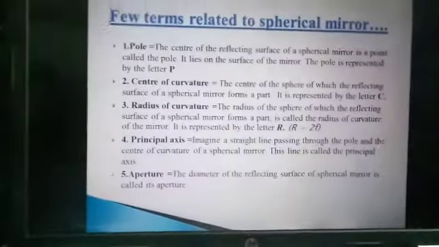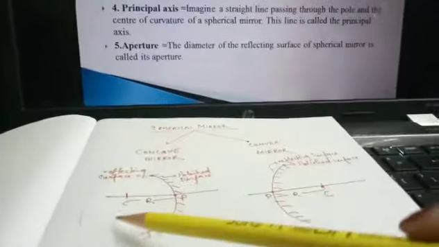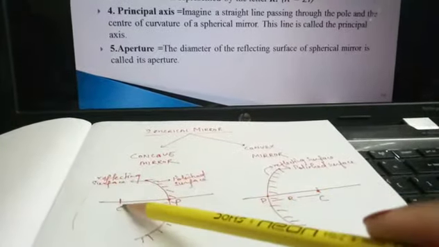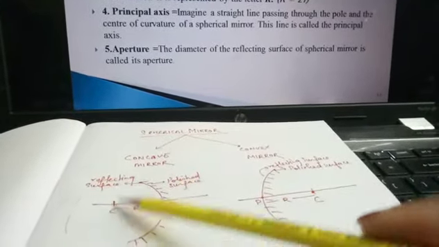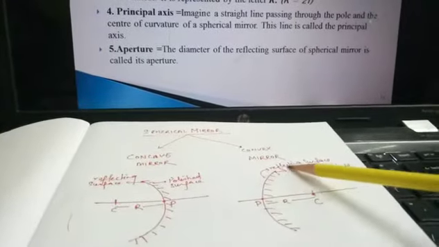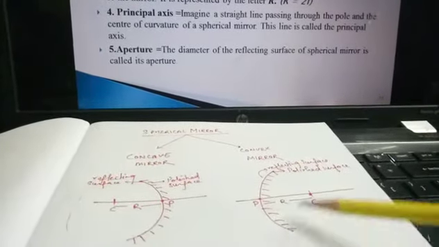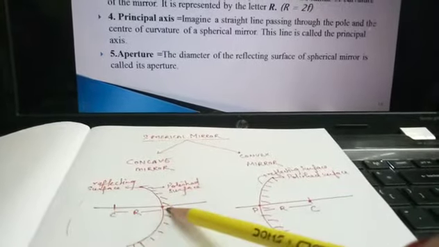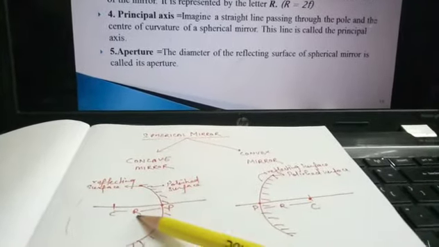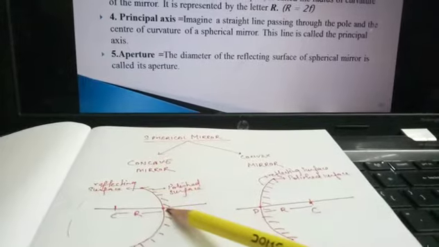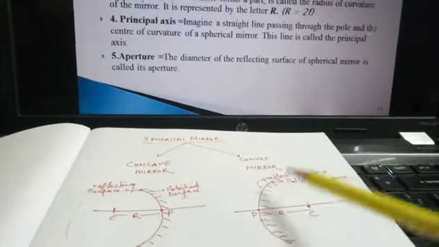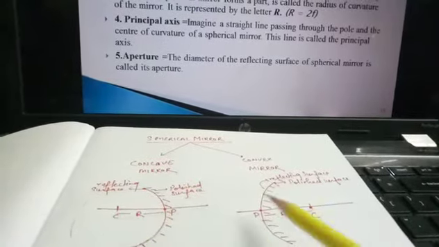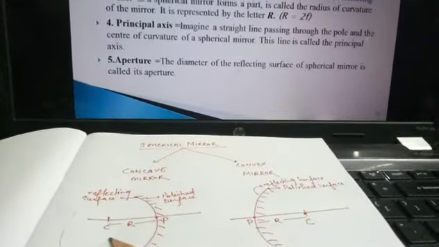Next we have the center of curvature. The mirror is a part of a sphere, and the center of that sphere is known as the center of curvature. Here also the sphere goes like this, so this one is the center of curvature. The radius of the sphere is represented by R and is known as the radius of curvature. Here also it is the same, represented by capital R. The center of curvature in both cases is represented by capital C.